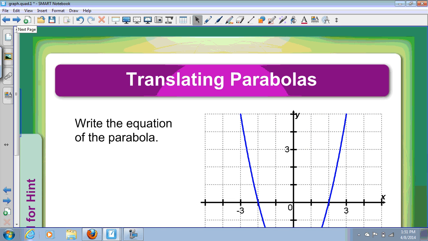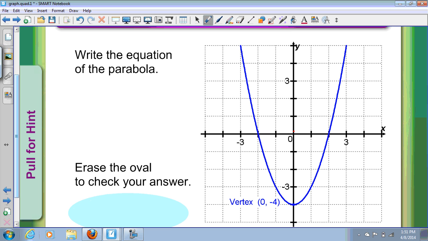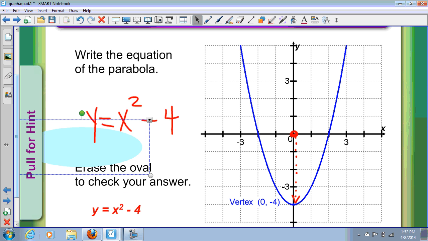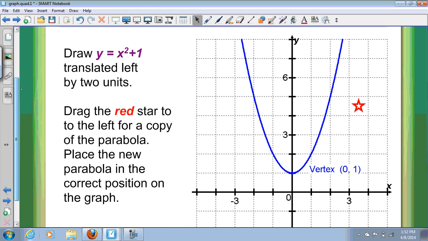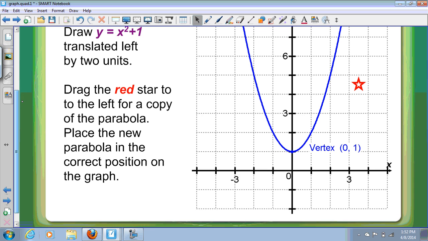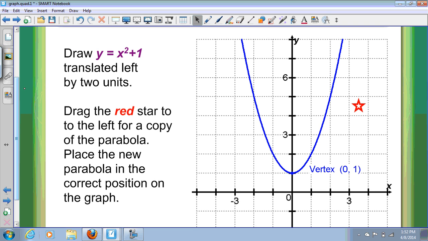Let's write the equation of this parabola, okay? So look, parent function, vertex is at 0, 0. We went down, so we subtracted. So we're going to have y equals x squared minus 4. How about this? Draw y equals x squared plus 1.